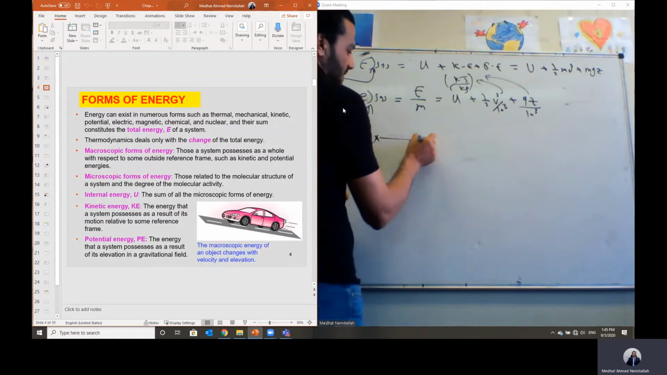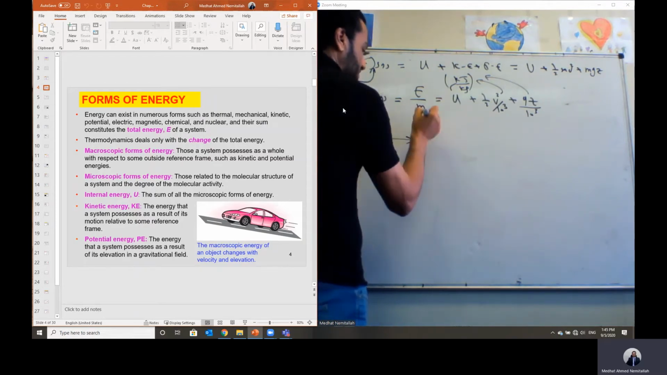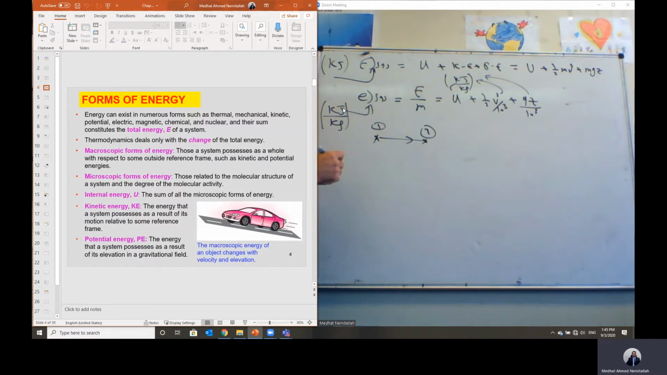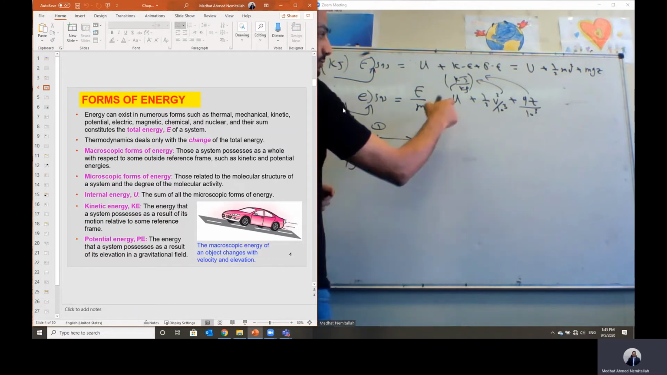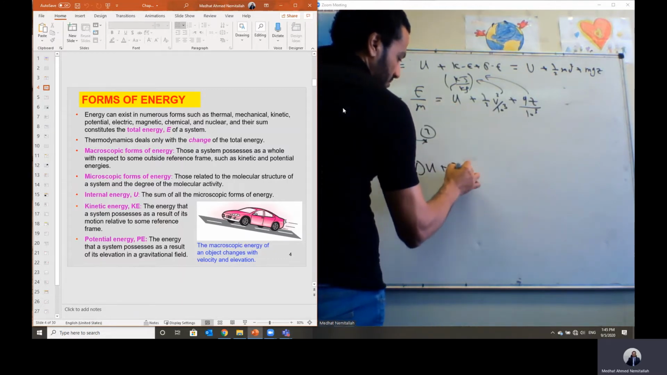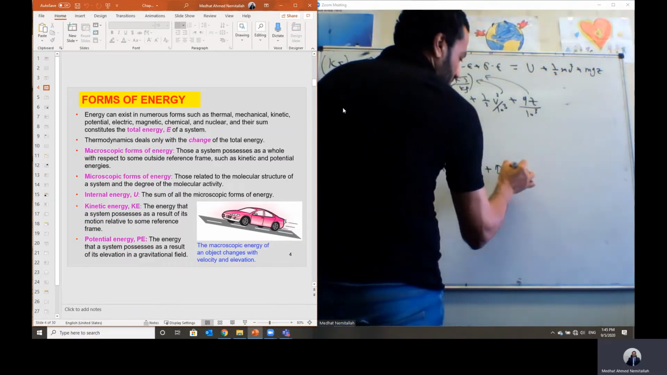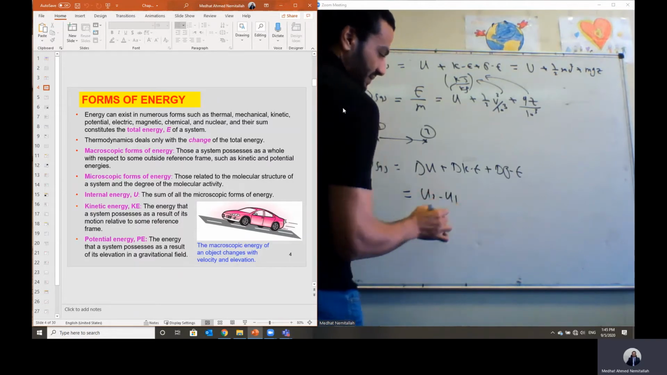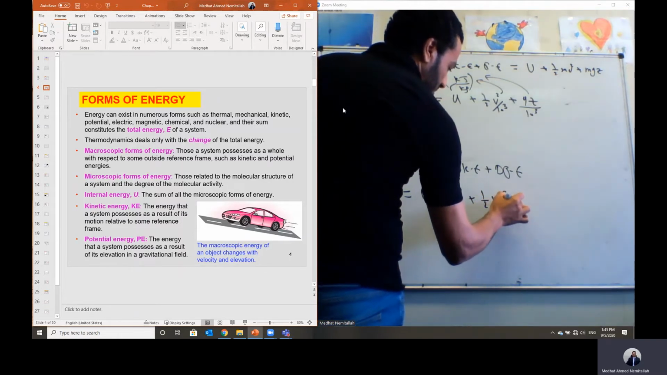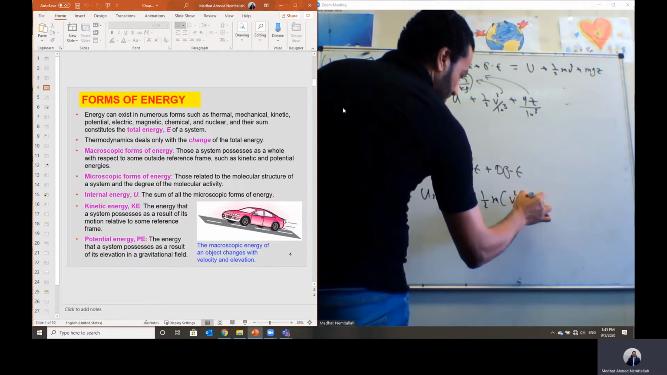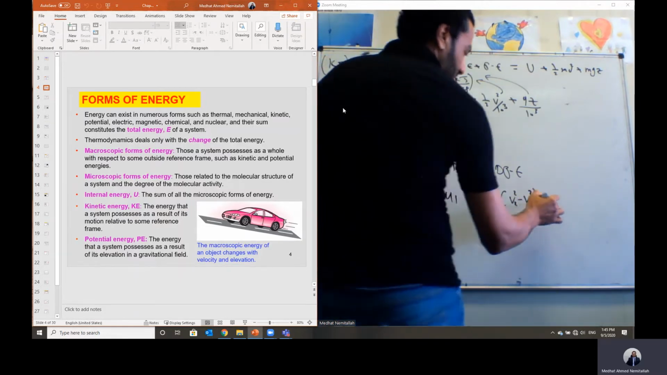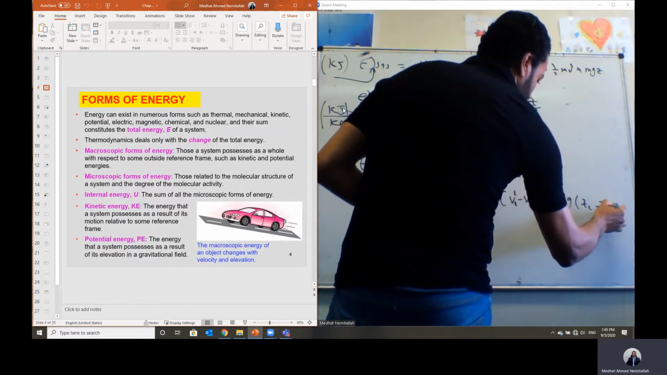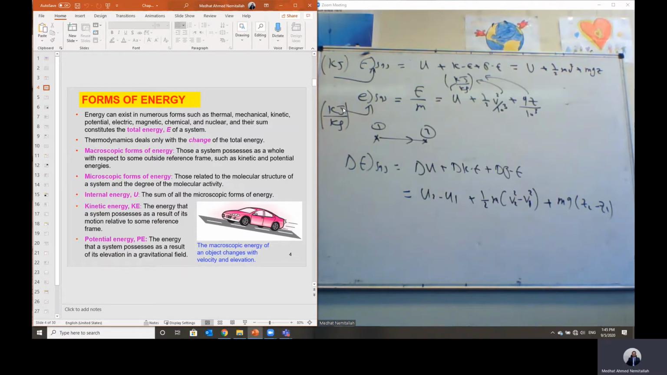So if we have a system undergo a process, let's say from state 1 to state 2, then we can say the change of energy of this system will equal the change in internal energy plus the change in kinetic energy plus the change in potential energy. That should equal U2 minus U1, plus half m multiplied by V2 squared minus V1 squared, plus mg multiplied by the difference in elevation, Z2 minus Z1. And this is the change of the total energy of the system.